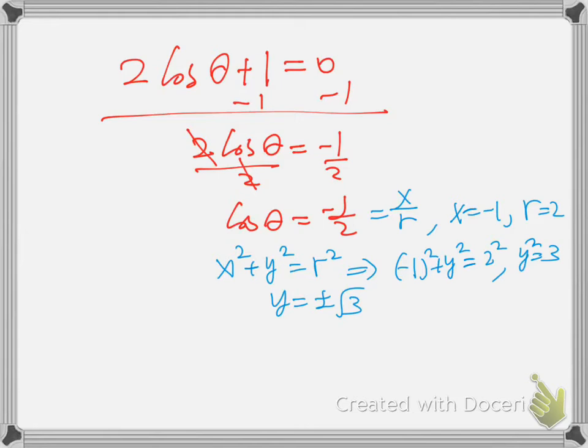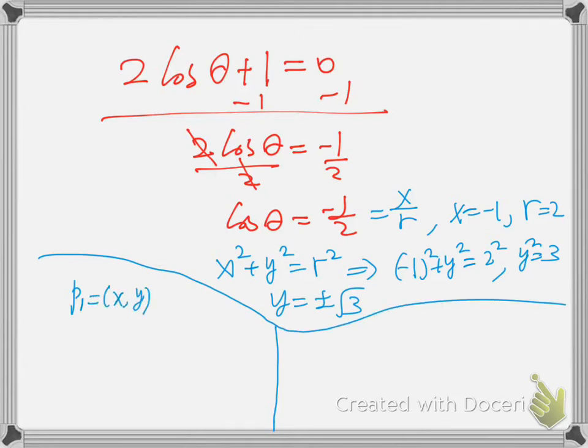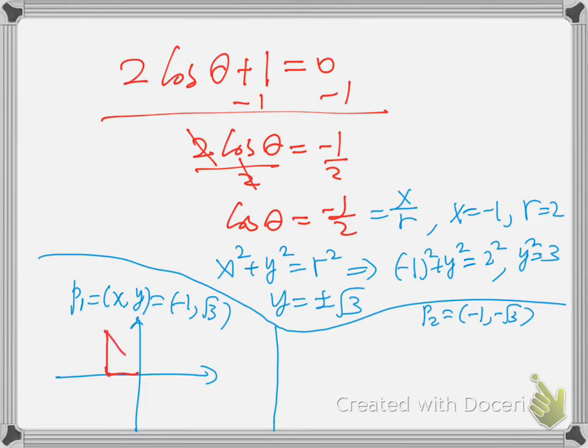We have exactly the same situation as the inverse function. P1, the first point, is x, y, so this is -1, root 3. We choose the positive square root. And P2, we choose -1, negative root 3. Now let's draw the picture. P1 is here, -1, root 3. And P2 is -1, negative root 3.